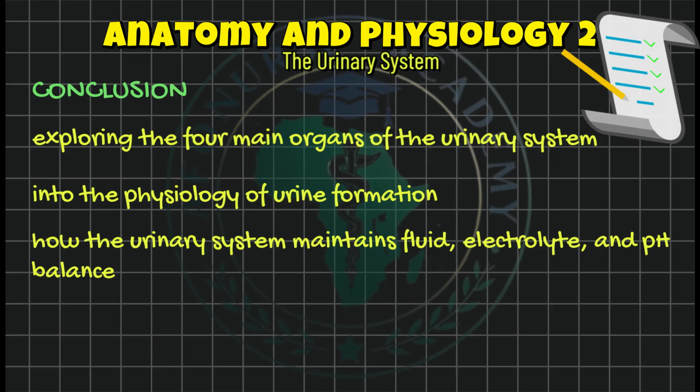I hope you can see now why the urinary system is so much more than just a waste removal system. It's a sophisticated regulatory system that keeps your internal environment stable despite constant changes in what you eat, drink, and do. This concept of maintaining a stable internal environment is called homeostasis, and the kidneys are one of the most important organs for achieving it.